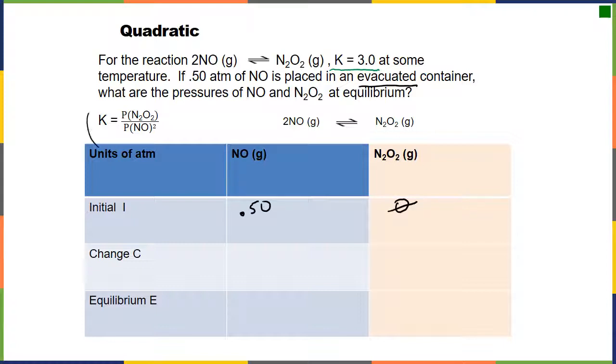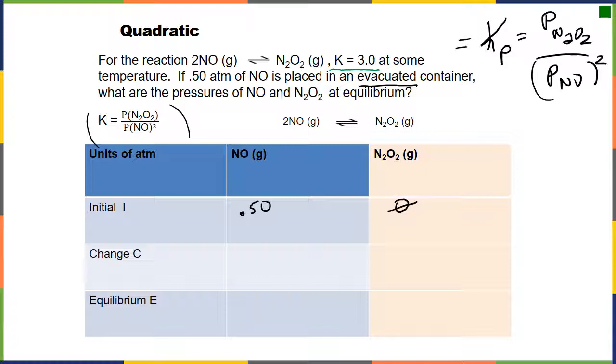You know our equilibrium expression. Our K is going to equal the pressure, and this is a case of Kp, is going to equal the pressure of N2O2 over the pressure of NO squared, and this is simply equal to 3. Our job is to find the pressures at equilibrium. We know our change here is going to be minus x and plus 2x. At equilibrium, 0.5 minus x and 2x.